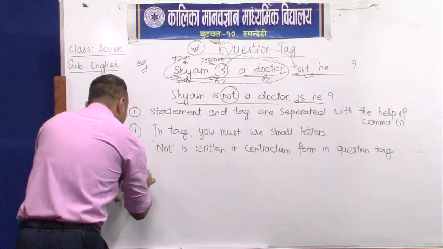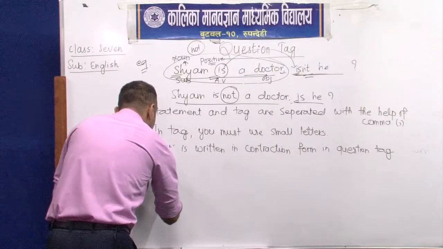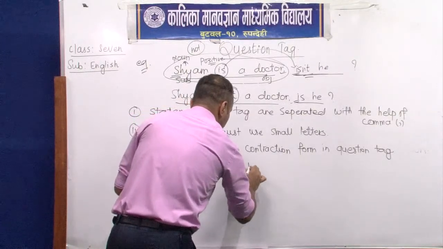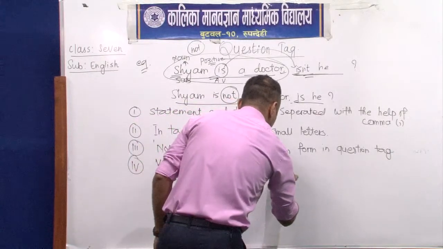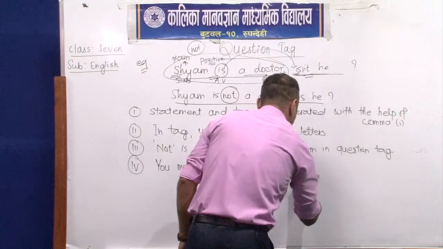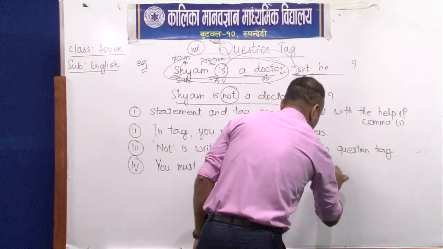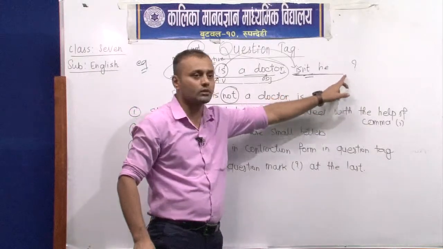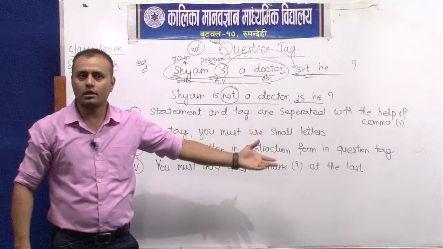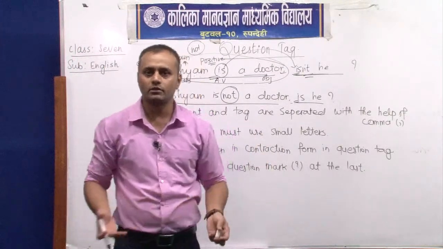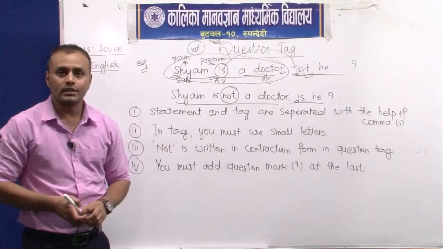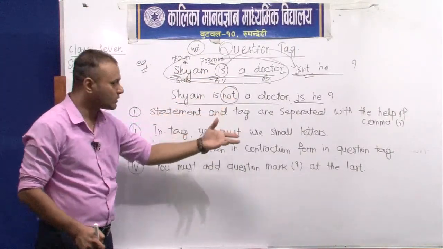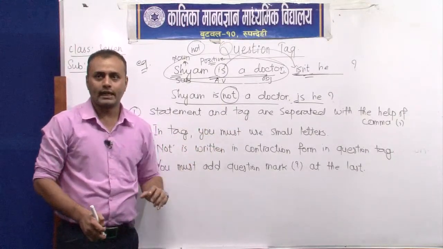And next rule is: you must add question mark at the last. Question mark, see, because this is also a kind of question. That's why question mark is compulsory in any kind of question. That is the basic rule that we use in case of questions. Okay, these are some generalizations we did after these two examples, these are some rules and regulations that we follow in case of question tag. All right.